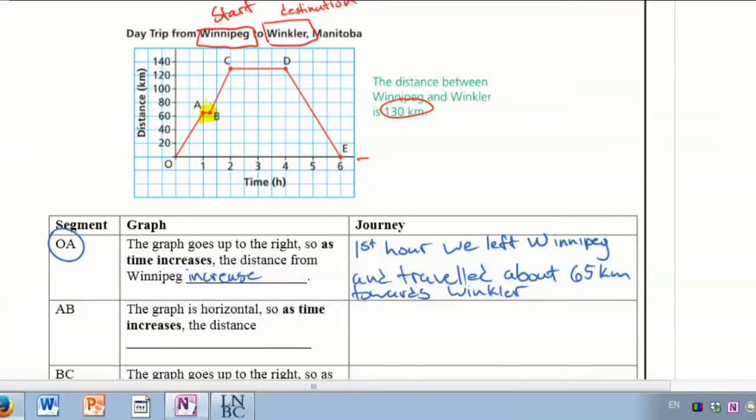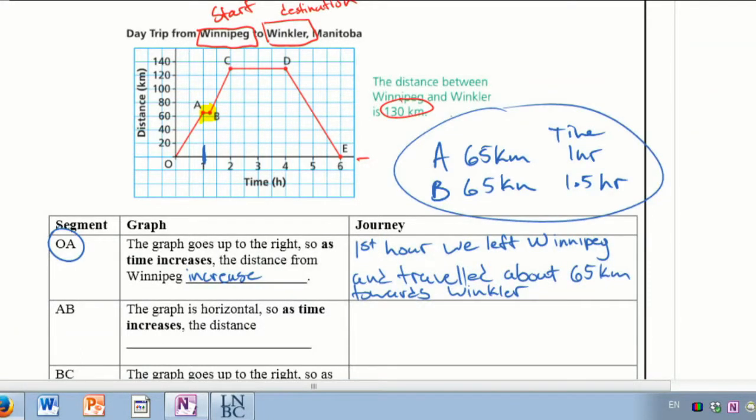If you think about their distance, let's say at point A, I'm just making this up, their distance is 65 kilometers away from Winnipeg. At point B, their distance is 65 kilometers away. But what's happening to the time? Point A looks like it's at about 1 hour, and point B looks like it's at about 1.5 hours. So what's happening in that little section from A to B?